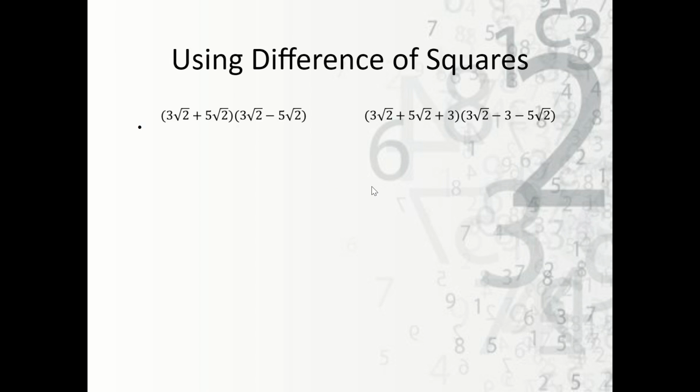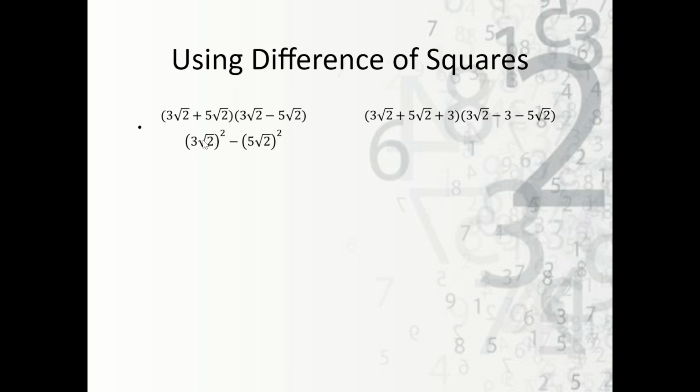Now how do we use difference of squares when dealing with roots? Well, what we should notice is this says (3 square root of 2 plus 5 square root of 2) times (3 square root of 2 minus 5 square root of 2). Well, we should notice that we have a, and a plus b and minus b. So we can rewrite this as a squared minus b squared. So we will take 3 square root of 2 and square that, minus 5 square root of 2 squared.